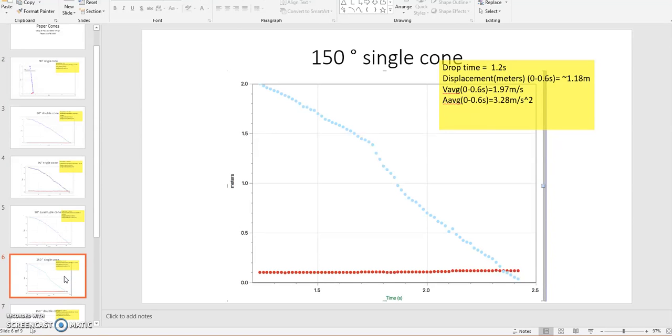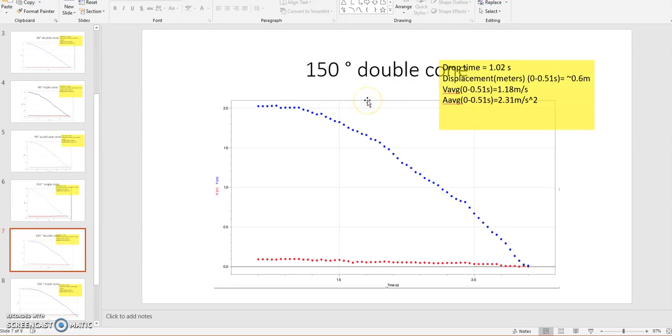The 150-degree single cone has a drop time of 1.2 seconds, displacement of 1.18 meters over a half drop time, average velocity of 1.97 meters per second, and an average acceleration of 3.28 meters per second squared.